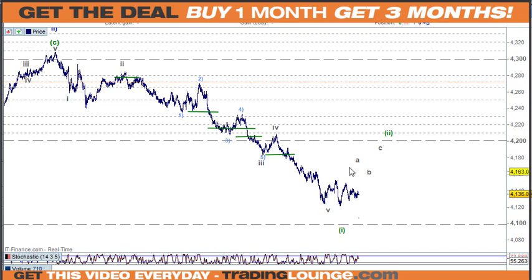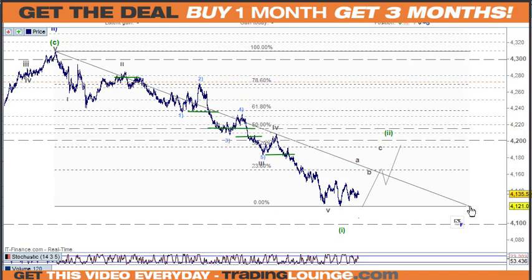So we may see something in this space here. So I was thinking that let's just assume for a moment we get some sort of move up here, whatever it may be. Let's look at the 50-60%. I doubt if it'll go all the way back to the 61.8% up here.